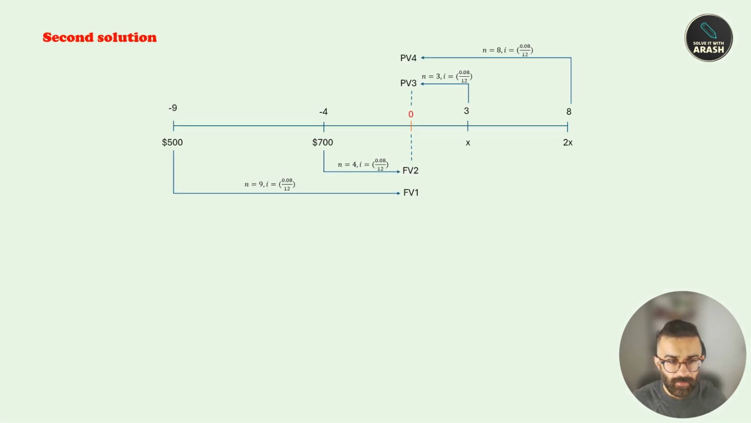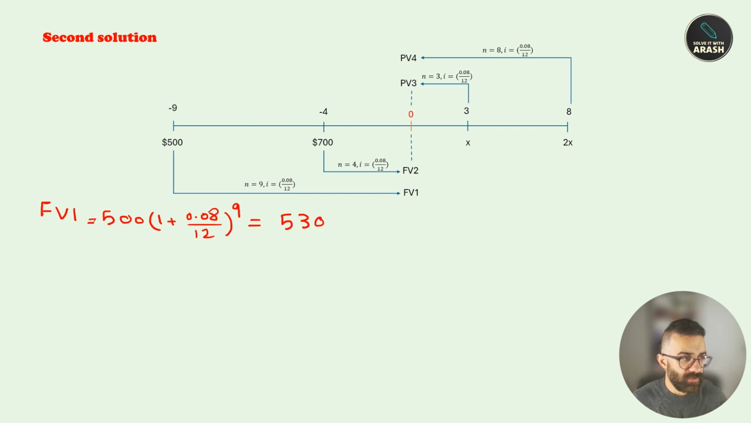Let's start with FV1, which is the future value of $500 after 9 months. 500 times (1 plus 0.08 over 12) to the power of 9. Rounded to 3 decimal places, the answer is 530.813. Then FV2, which is the future value of $700 after 4 months, so 700 times (1 plus 0.08 over 12) to the power of 4, rounded to 3 decimal places, the answer is 718.854.